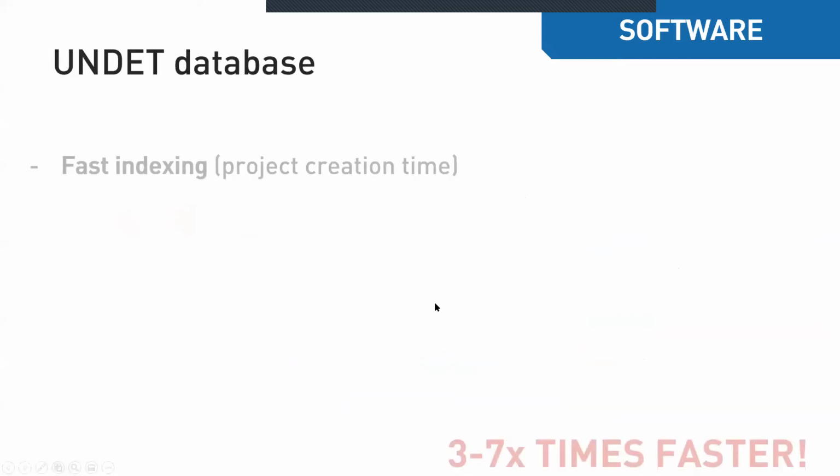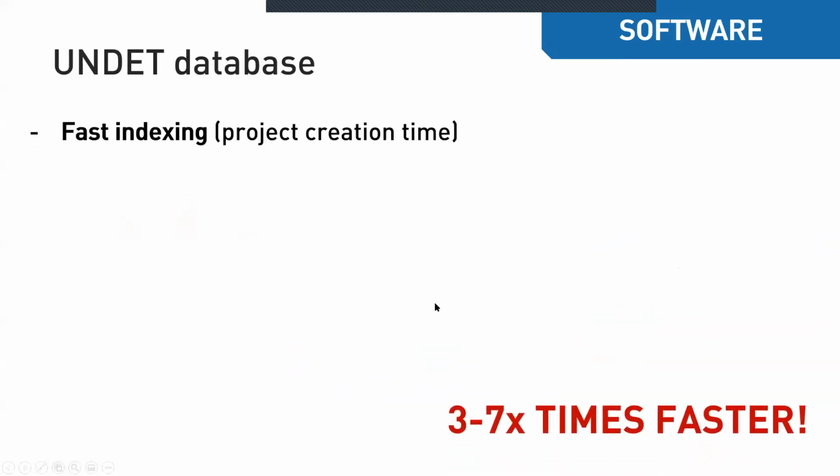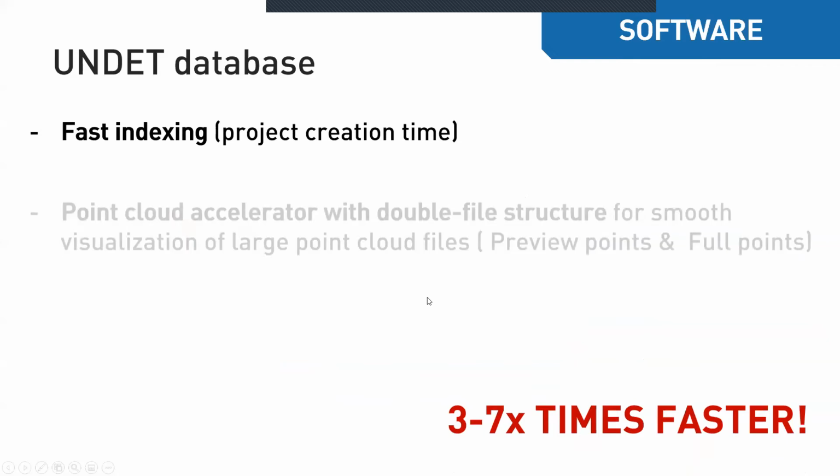The first thing is fast indexing. We have done a comparison between UNDET and Recap. With UNDET, when you have point cloud data, you can start working 3-7 times faster than when using Recap file formats. And sometimes it's very important to start working immediately.